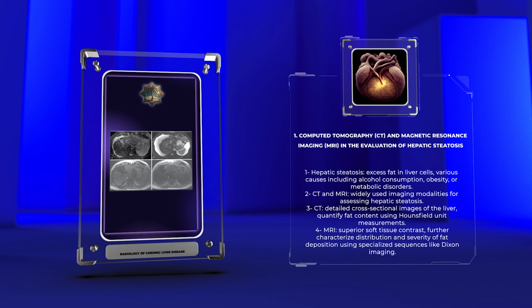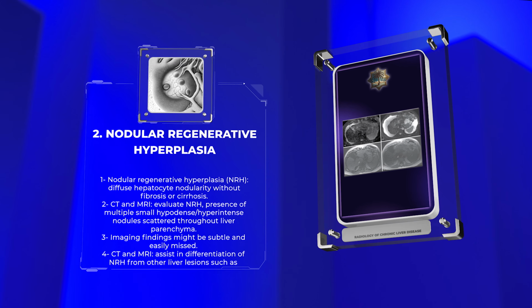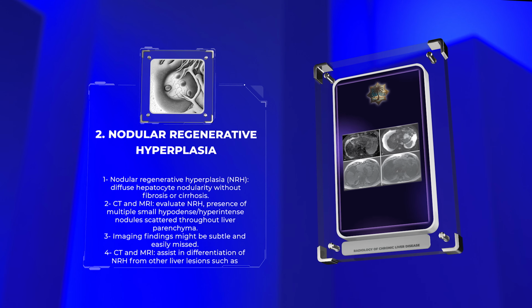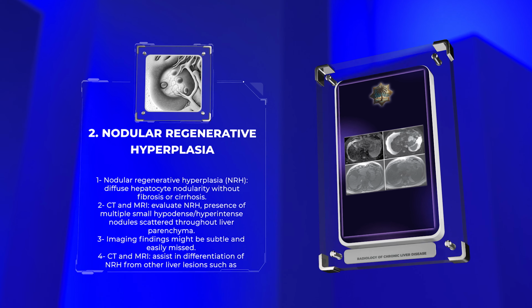Nodular regenerative hyperplasia, NRH, is a relatively rare liver condition characterized by diffuse hepatocyte nodularity without fibrosis or cirrhosis. CT and MRI can help evaluate NRH by demonstrating the presence of multiple small hypodense/hyperintense nodules scattered throughout the liver parenchyma. Imaging findings might be subtle and easily missed, necessitating a high index of suspicion for accurate diagnosis.